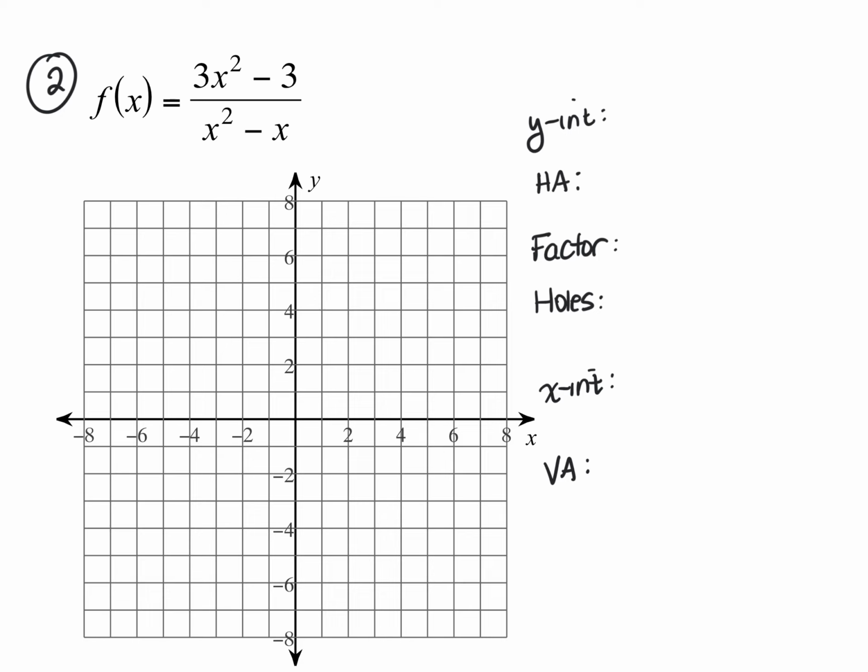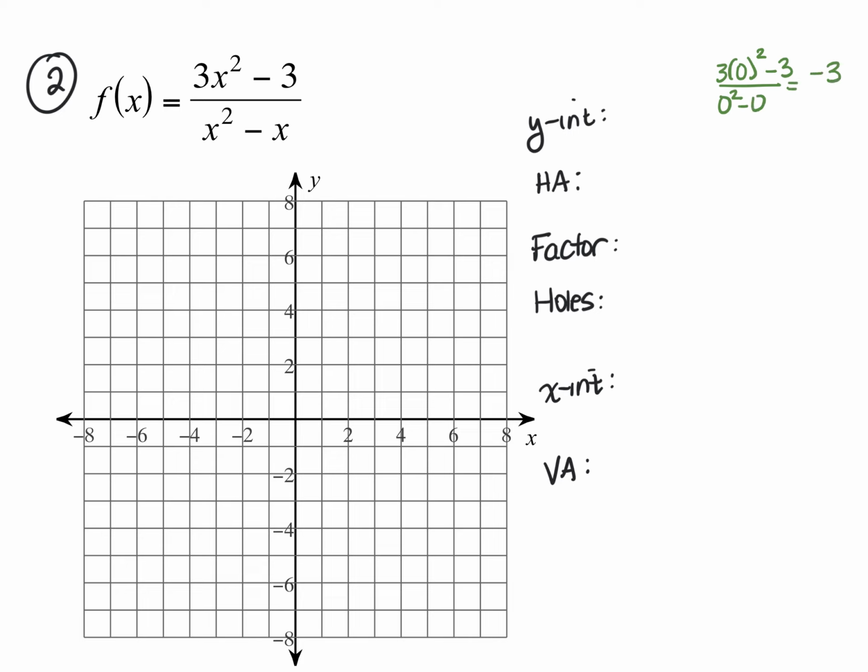Okay, let's try another one. We now have a new function. Let's go through and find all of our pieces. We'll start with our y-intercept. Again, that means we're going to put zeros in for all of our x's. So when I put zeros in for all of the x's, I get 3 times 0 squared minus 3 over 0 squared minus 0.